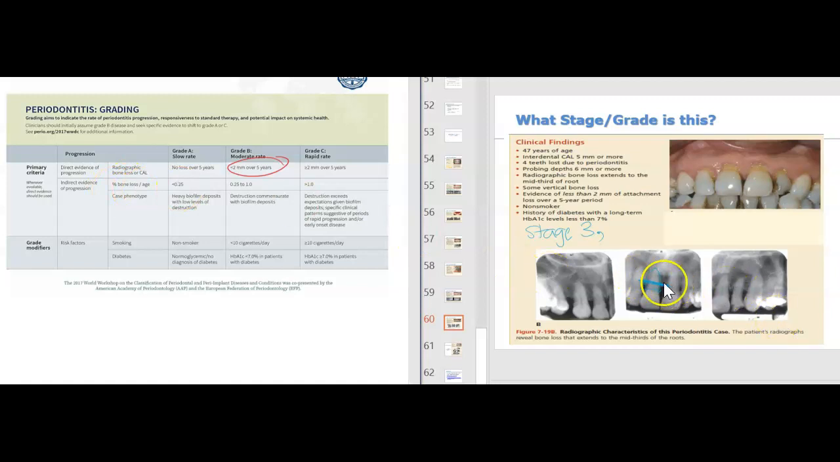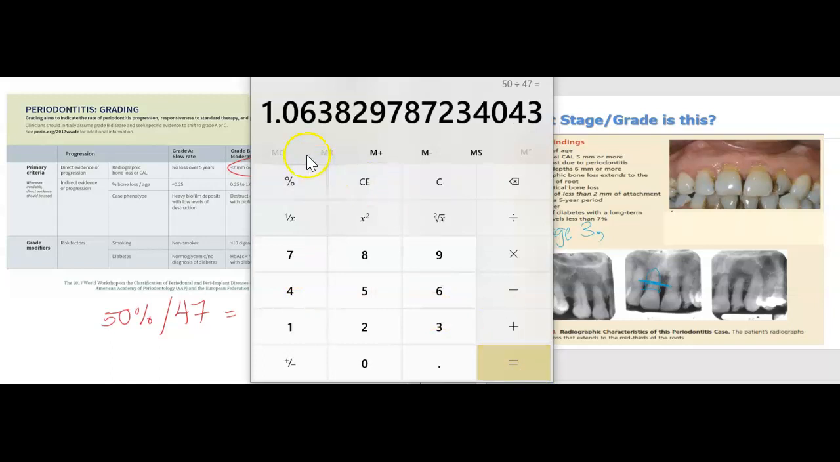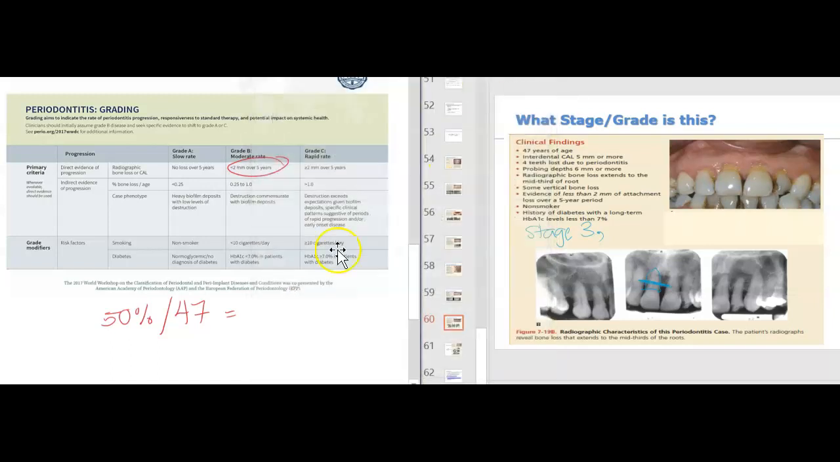Well, let's just say he lost 50% of bone, as we see here, and he is 47 years of age. So we take 50%, he lost 50% of bone, we're guesstimating, and he is 47 years old. So let's calculate that. When we do, 50 divided by 47 is 1.06. I'm just going to round it up and say 1.0. I know it said 1.06, but let's just round it up and make it 1.0.